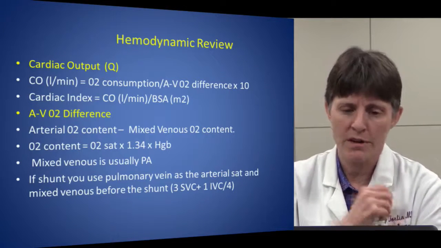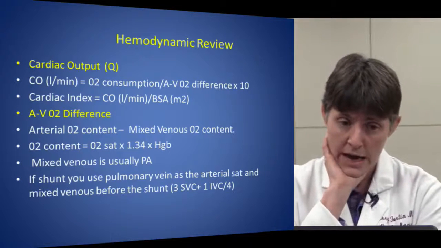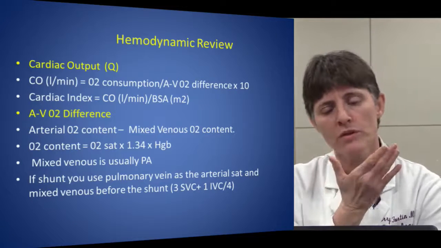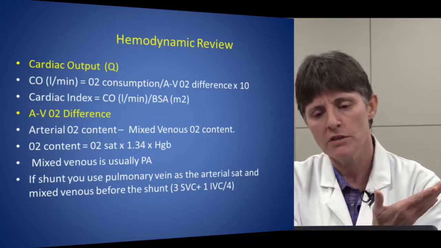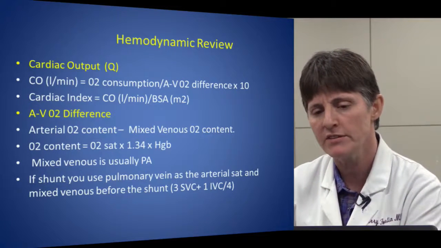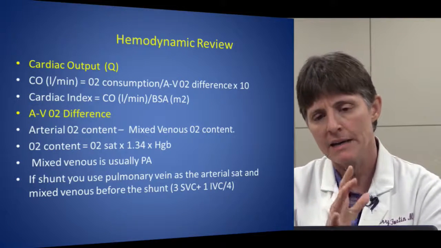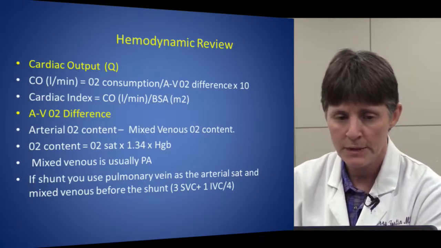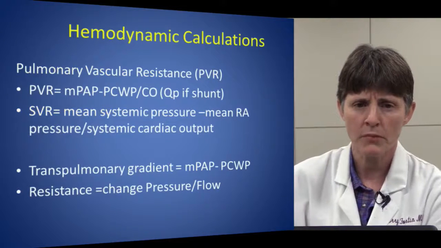If there's an intracardiac shunt, then we cannot use our PA sat. Instead we take our SVC sat if it's before the shunt. So if the shunt is, say, in the right atrium or right ventricle, we can use 3 times your SVC sat plus 1 times your IVC sat, divide that by 4, and that's your mixed venous. Again, not a common situation, but occasionally that is the case. So you have to know where the shunt is.